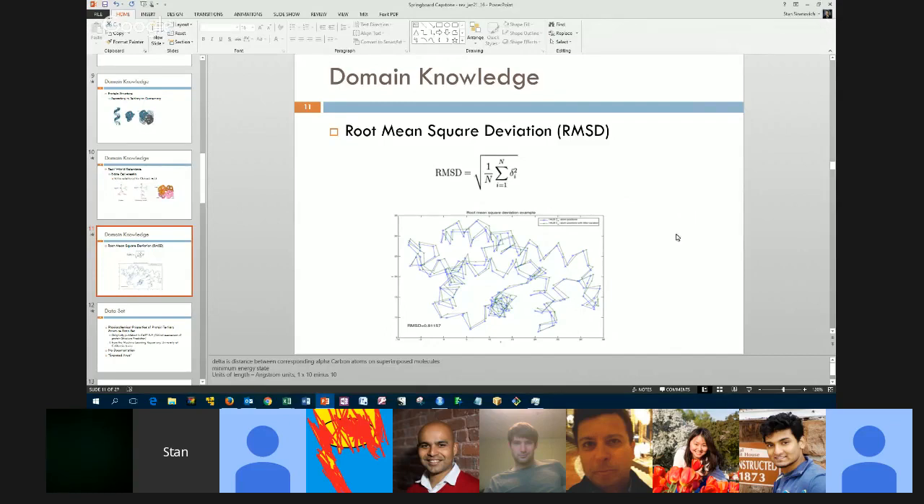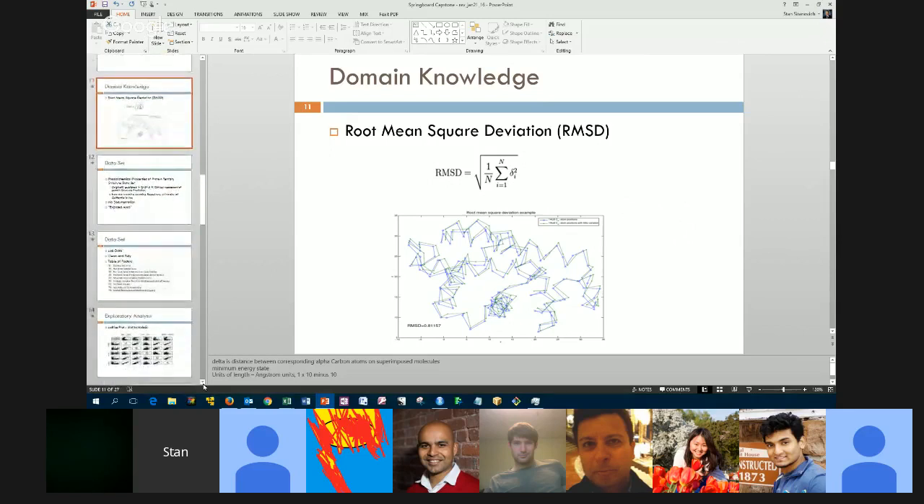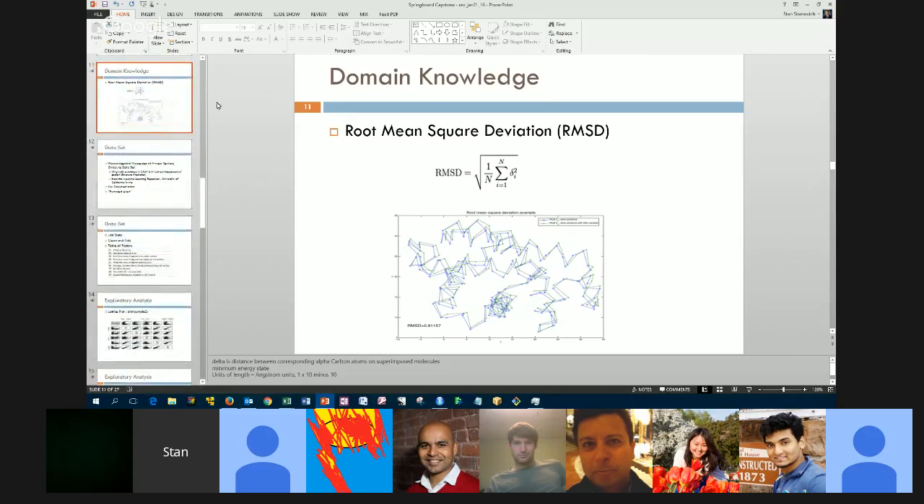And you can see that the lower the RMSD, the closer the two conformations are going to be. So ideally, we'd want that to be equal to 0 or very close to 0, because that means we have a good prediction.